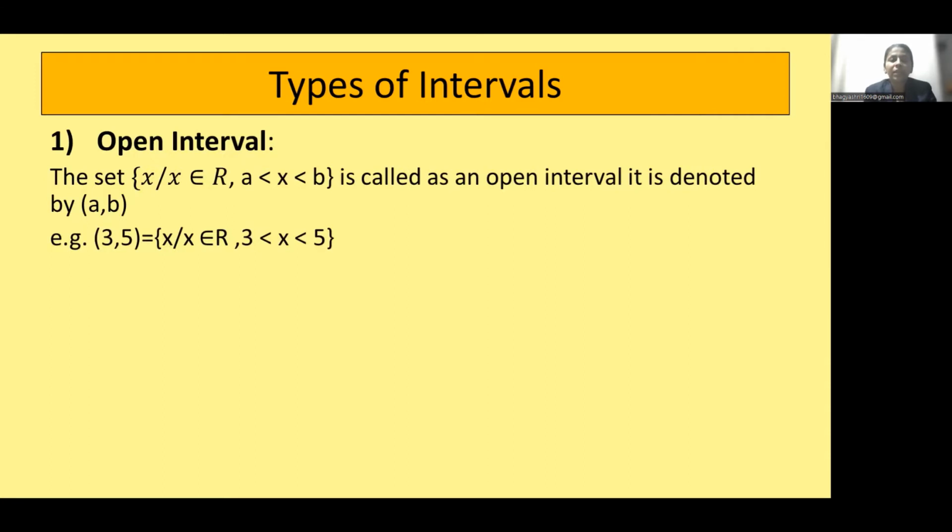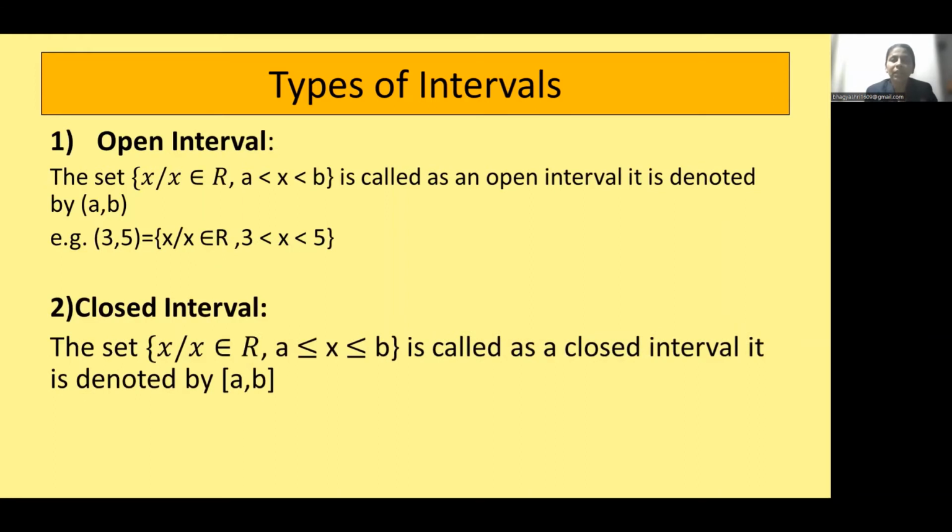Before that, we see this example. Here is the open interval (3, 5), where this set contains all real numbers in between 3 and 5, excluding 3 and 5, not including 3 and 5. The next type is closed interval.